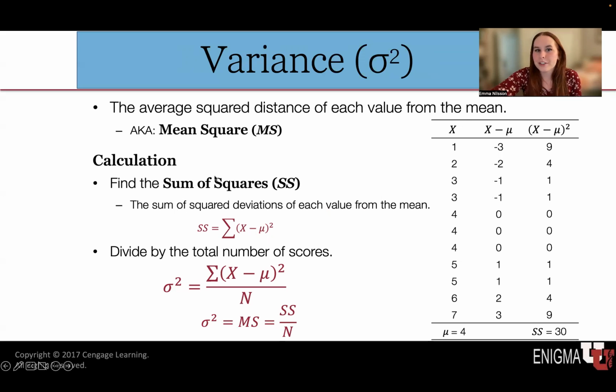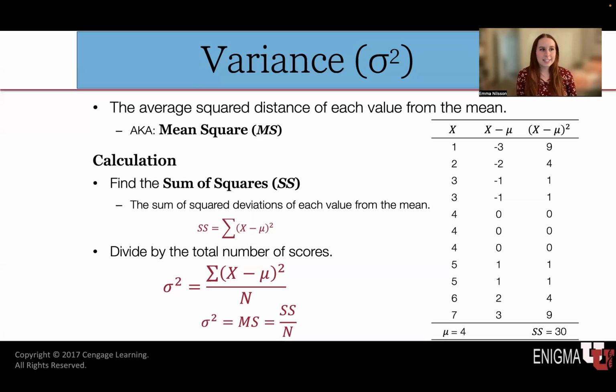The sum of squares is the sum of squared deviations of each value from the mean. So you take the distance of each value from the mean, you square each of those, and then you add them up. That's how you get the sum of squares. And that is the numerator in our variance formula.